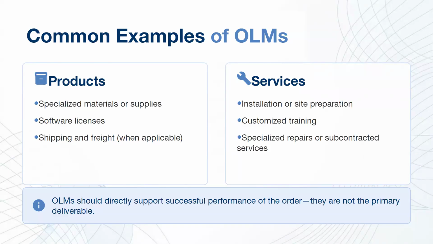So some examples might include installation support, site preparation, customized training, specialized repairs, or subcontracted services that fall outside the contractor's awarded labor categories, but again, are necessary to successfully perform the order. You also have shipping and freight. They may also qualify in certain situations, particularly for products shipped FOB origin.